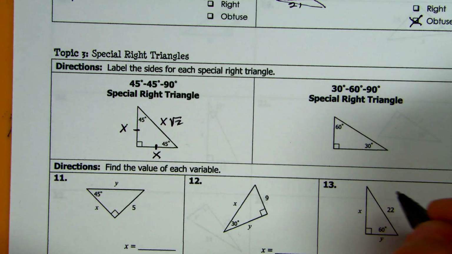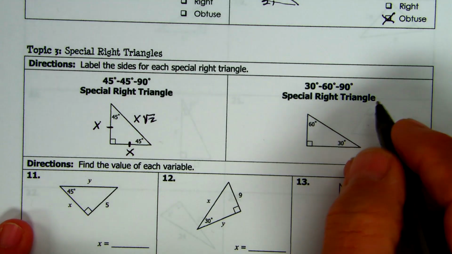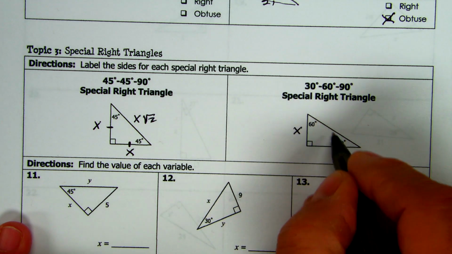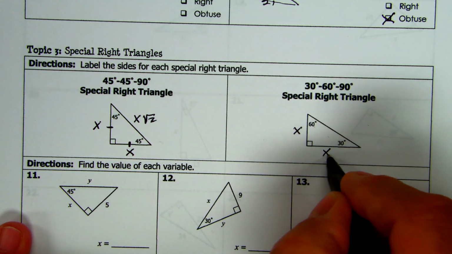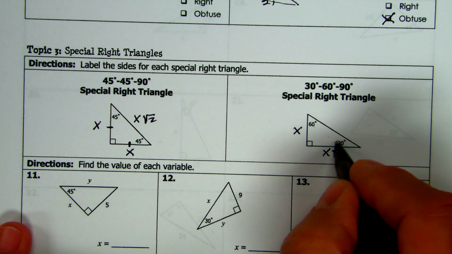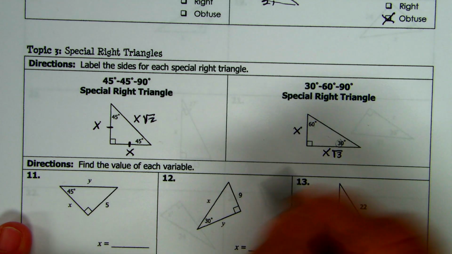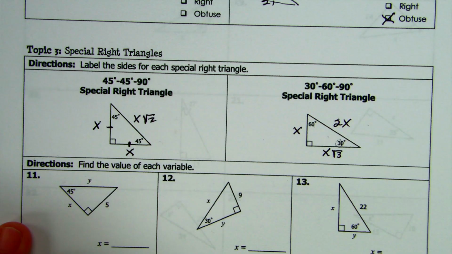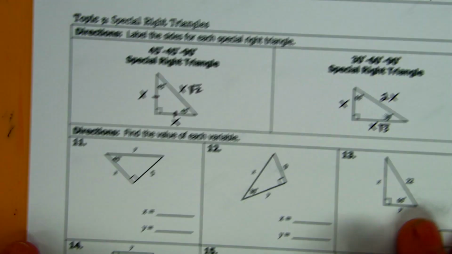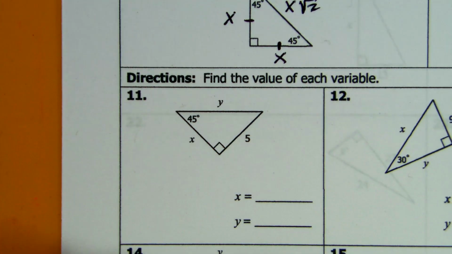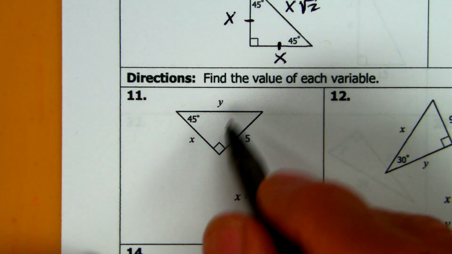Now, if we're doing the 30, 60, 90 triangle, we know that across from the 30 is x. Across from the 60 is x times the square root of 3, and this is 2x. That's our template. That's what we're going to use to superimpose to work problems. So let's look at problem number 11. Make this a little larger. Okay, they want us to find x and y.